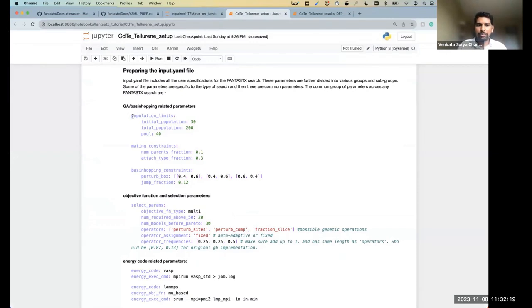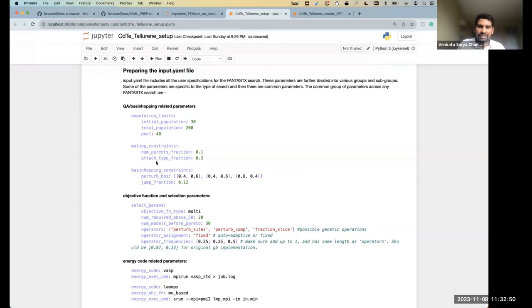These parameters should be provided to the algorithm, like the GA or Bayesian hopping related parameters, like the total number of structures, like total population, and how many random initial samples, the initial population we want to do. And the pool corresponds to the cream of the population within which we will select the parents. So everything beyond the pool is discarded, is not considered for creating child structures.